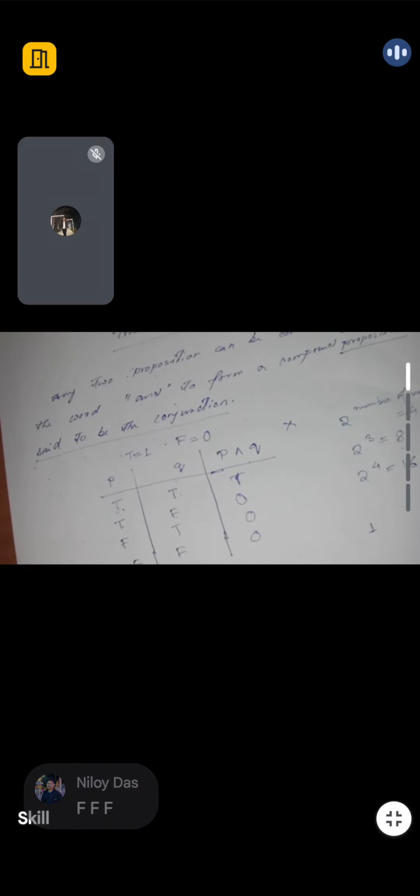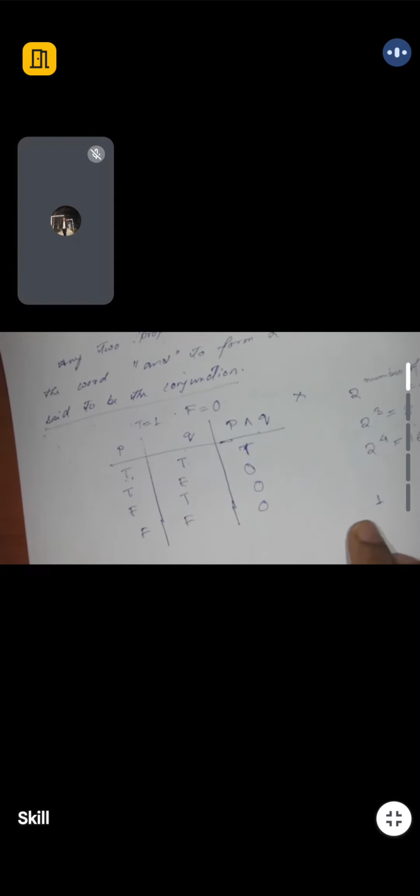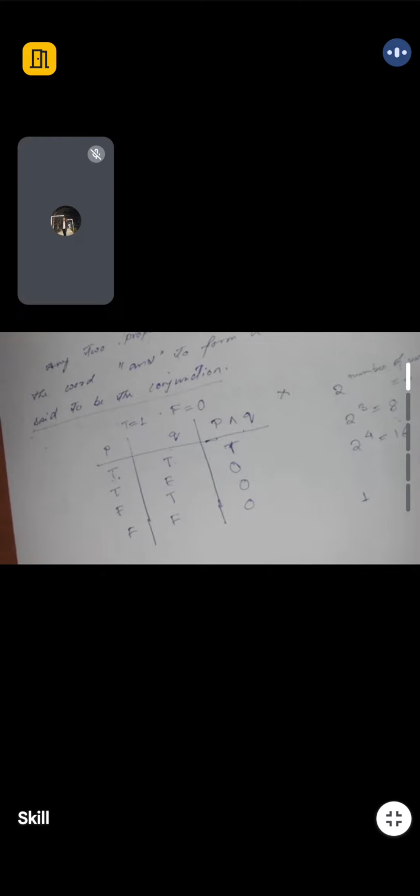0, obviously 0 into 0, F. Okay, so that is an example of a conjunction truth table. This is the basic truth table for conjunction. Okay, we'll go deeper.